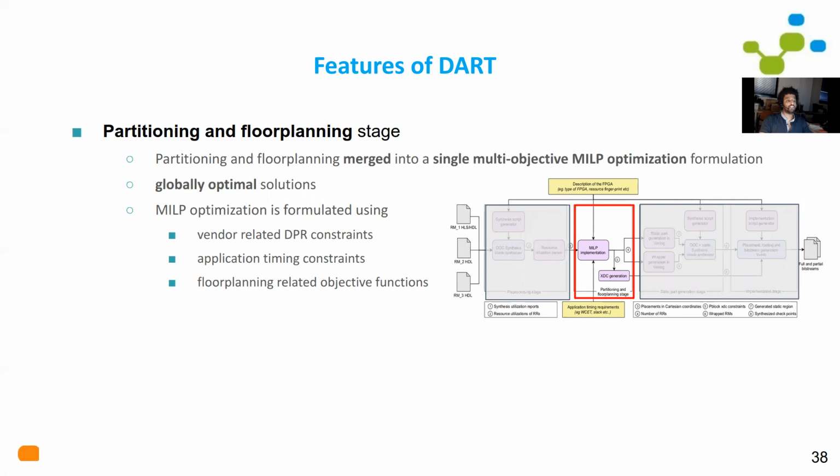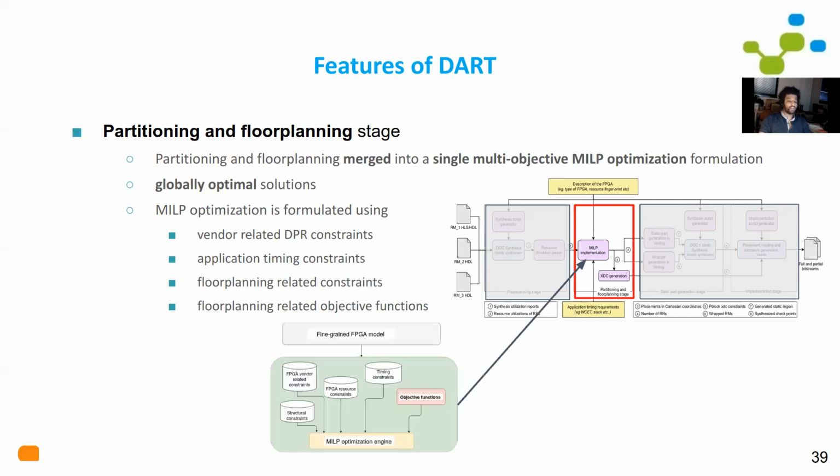Inside Dart, partitioning and floor planning are solved together, meaning they are merged into a single optimization problem, and their solution is guaranteed to be globally optimal. In fact, the reason for merging those two into a single optimization problem was to guarantee the optimality of the solution.